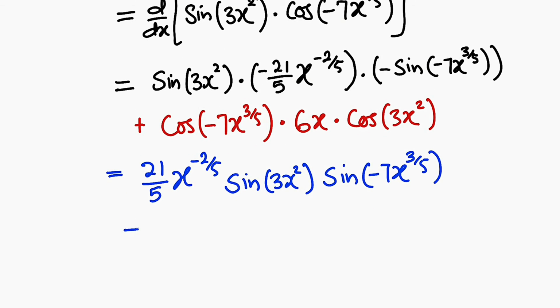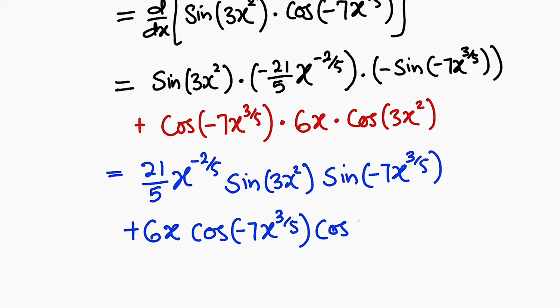Okay, then plus, let me write this first, 6x multiplied by cos of negative 7x to the power of 3 over 5, then multiply by cos of 3x squared. So this is the derivative of sine u multiplied by cos v. So now let us move on to question number 4.